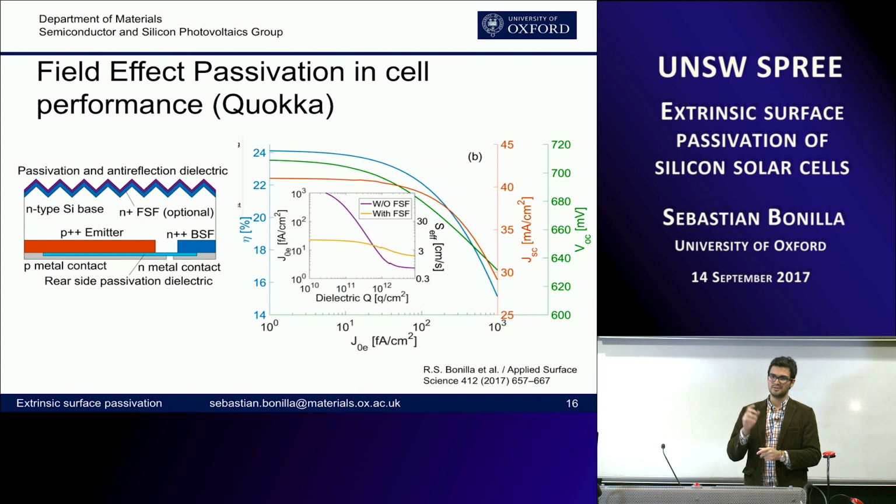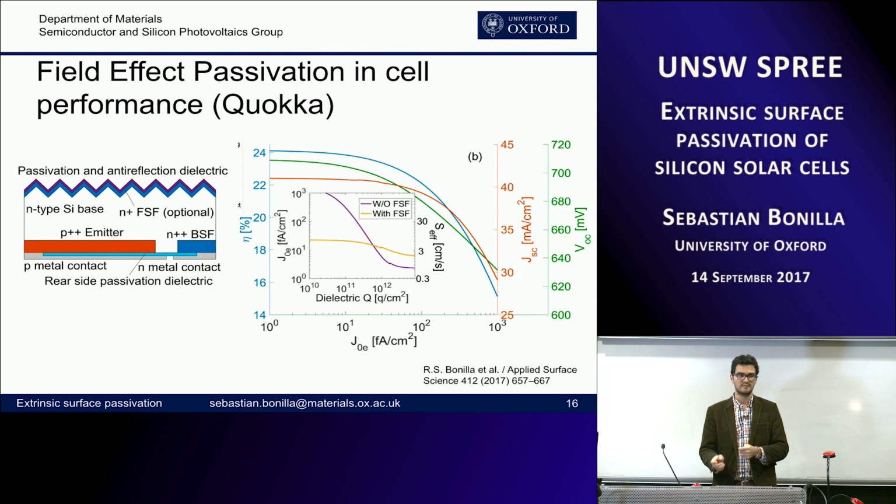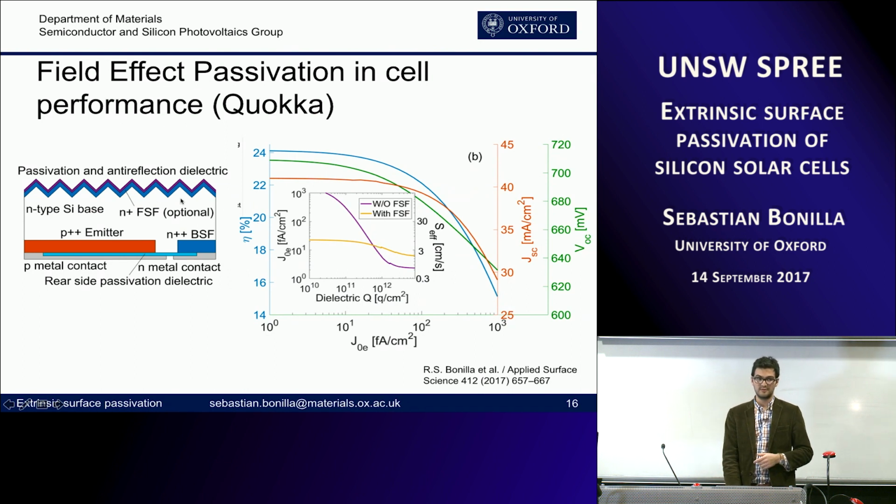We sort of pointed towards what was the cell architecture that was most sensitive to front surface passivation, and we thought, okay, so let's try and do the best of an IBC cell. Here we have the typical geometry of an IBC cell, and here we have how the efficiency varies with the front dark saturation current density. And in the inset, we have how the dark saturation current density varies as a function of charging that dielectric, both when we have the presence or the absence of a front surface field. So a front surface field is a very common thing to put on the front of that cell to improve surface passivation. So two interesting things here.